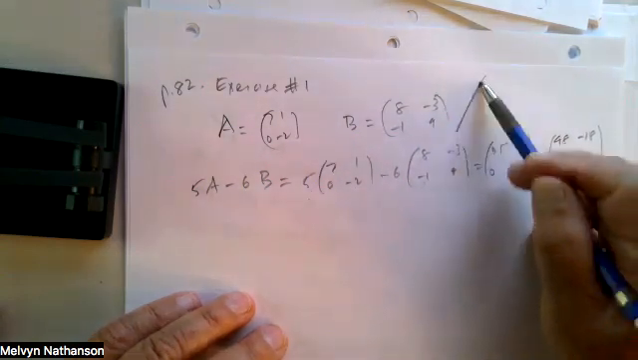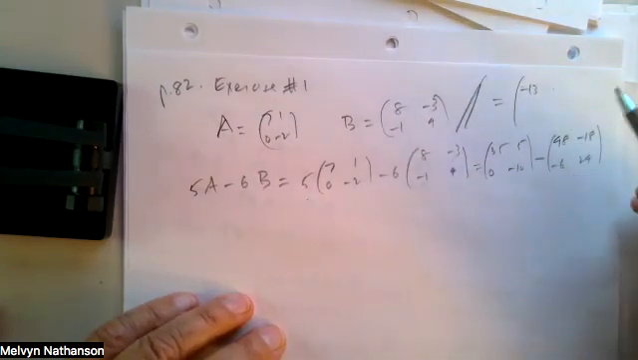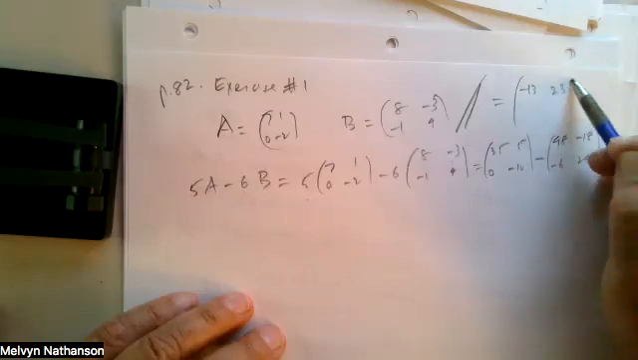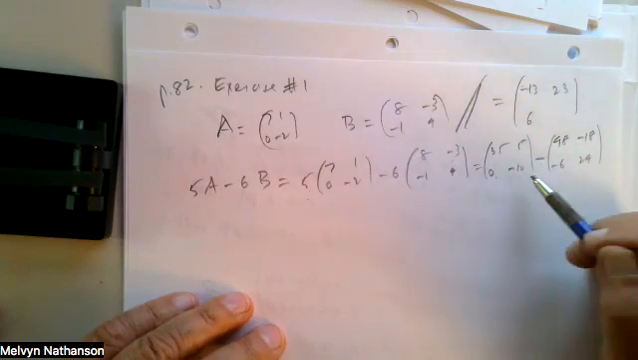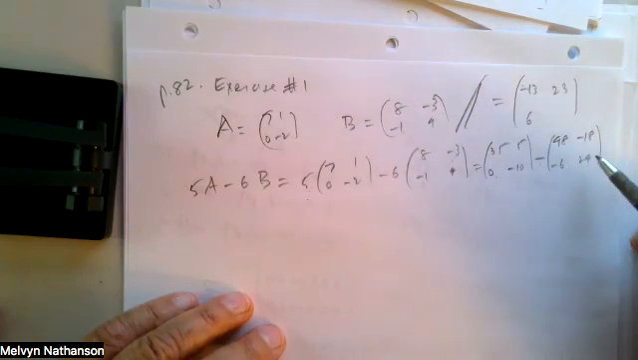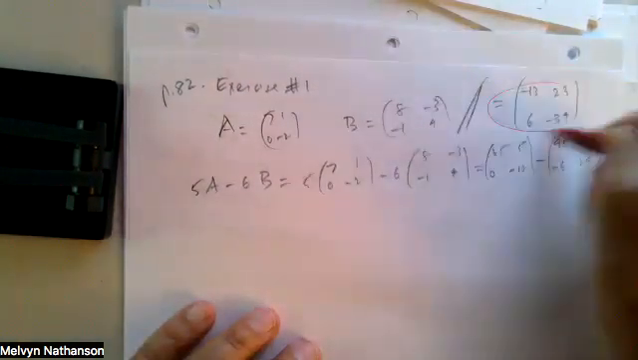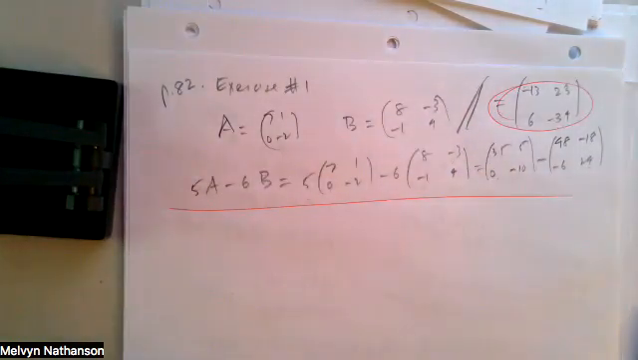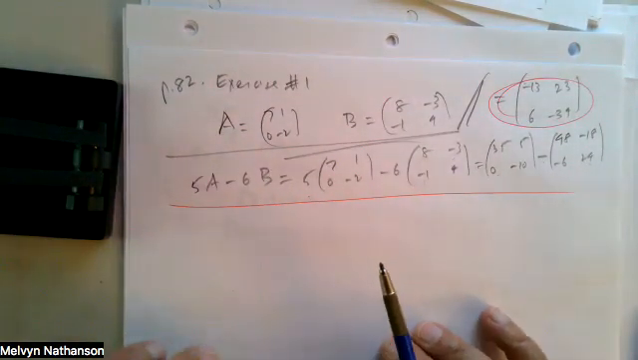And when you subtract, you get 35 minus 48 is minus 13. 5 minus minus 18 is 5 plus 18, which is 23. 0 minus minus 6 is plus 6. And minus 10 minus 24 is minus 34. So that's the solution. Okay. Any questions about this? Because these are basic manipulations, calculations you have to do.